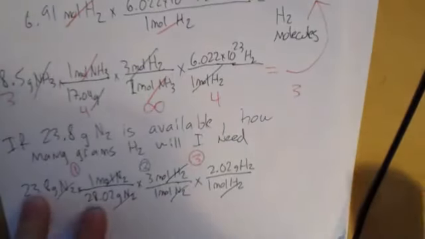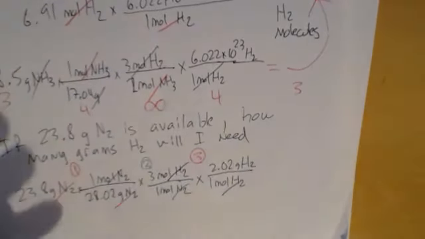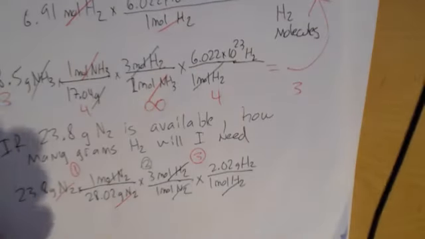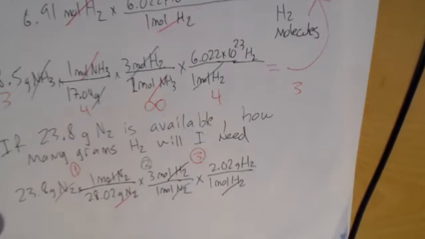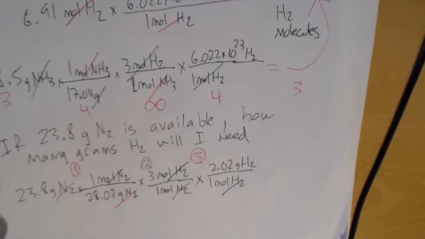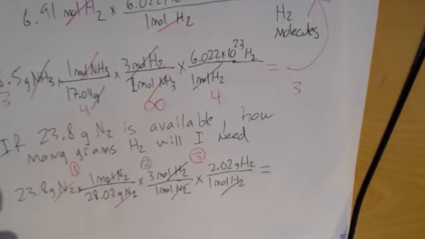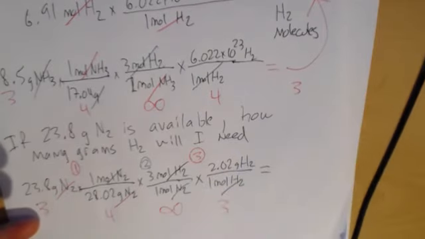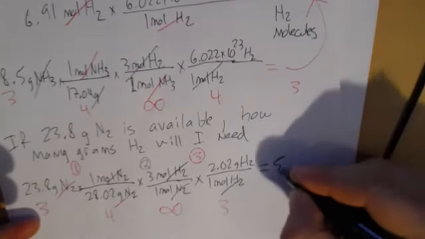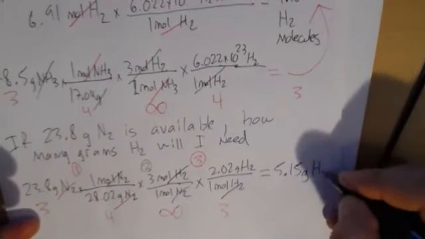So 23 divided by 28 is a little less than 1, times 3 is a little less than 3 times 2. So it's a little less than 6. So it's like 4 or 5 grams of hydrogen. Let's find out. Clear. 23.8 divided by 28.02 times 3 times 2.02. Yep, pretty close. How many sig figs should I have? Does anyone want to figure out the sig figs? It looks like 3 here, 4 there, infinity there, 3 there. So I should have 3. I get 5.15 grams of hydrogen are needed.